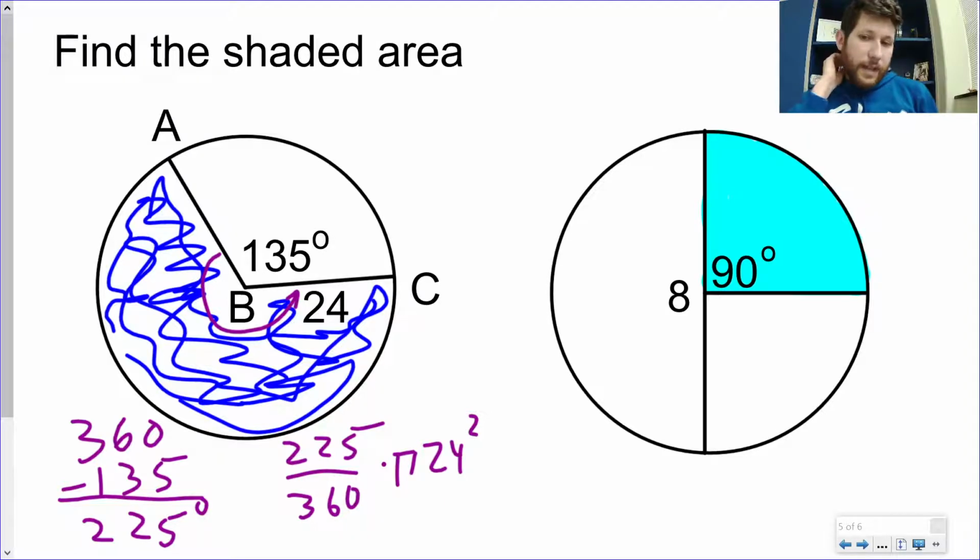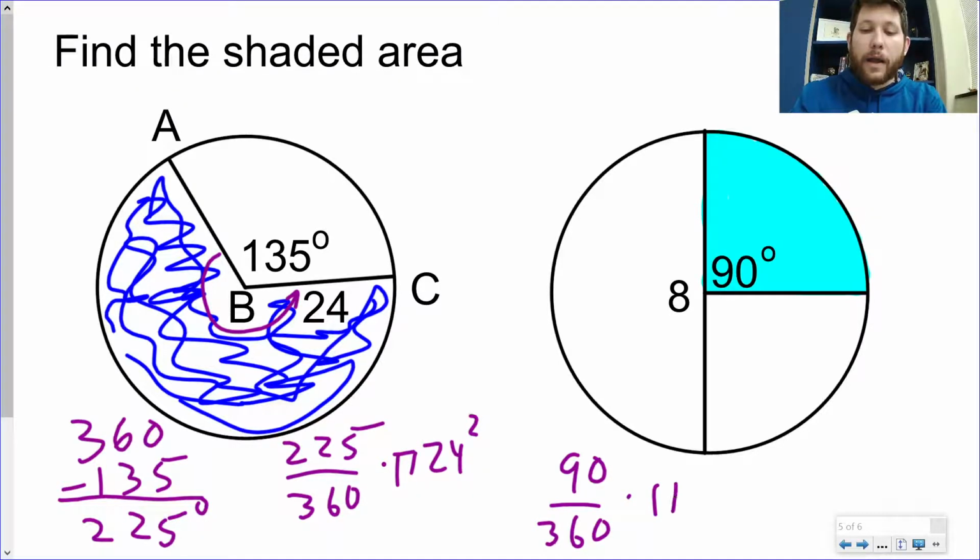All right, let's look at the second one. We have the angle, right? So we've got that 90 degrees, 90 over 360, times pi r squared. Now, is that 8 a radius or a diameter? Well, notice where 8 is placed. It's kind of right in the middle of this entire line. So that tells me that that's the distance to that whole line. So if I only want a radius, I'm going to cut that in half and get 4. Okay, so my radius here is 4. So it would be pi 4 squared.